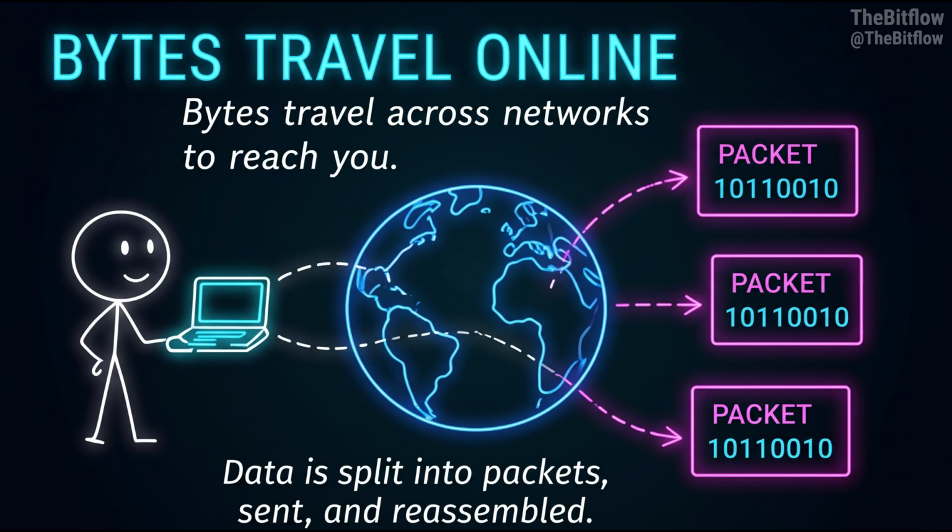Bytes don't stay on just one computer. Whenever you visit a website or send a message, your data is split into small pieces called packets. Those packets travel through routers, cables, and servers across the internet. Once they arrive, they're reassembled into the original information. That's how the internet delivers data around the world in just seconds.